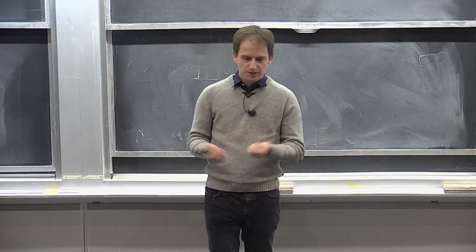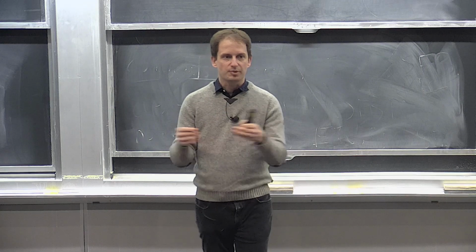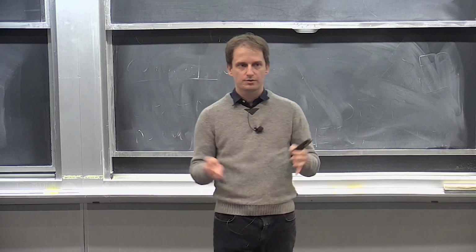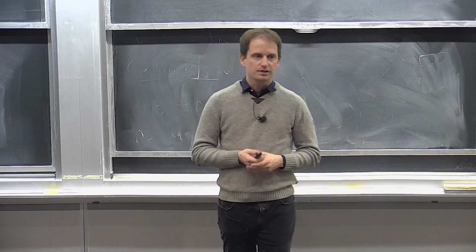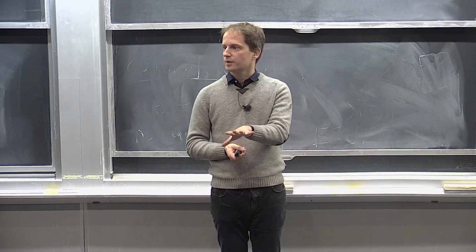We take logs on both sides and rearrange, and then get rho, which is again the discount rate, equals minus log delta, and that's log of x divided by y and divided by t, which is the time period that I'm asking you about. That's just simple algebra, rearranging things. We talk about this a little bit in recitation and in the problem set as well. But is it clear what we're doing here, or any questions about that?